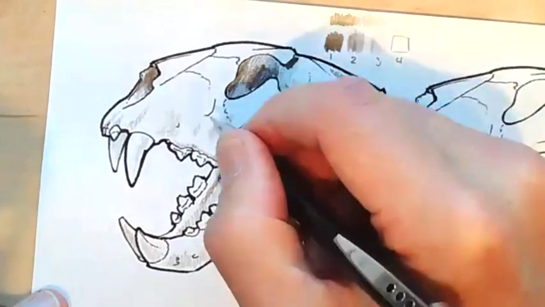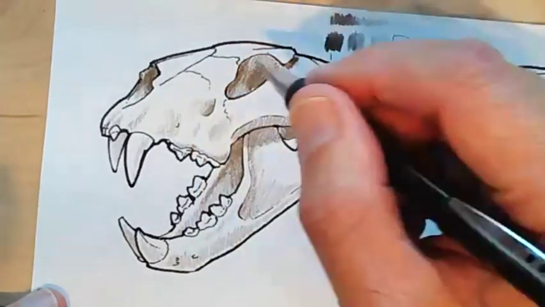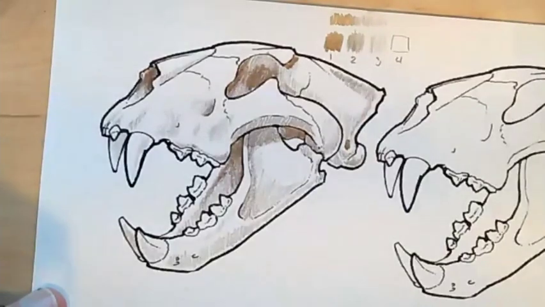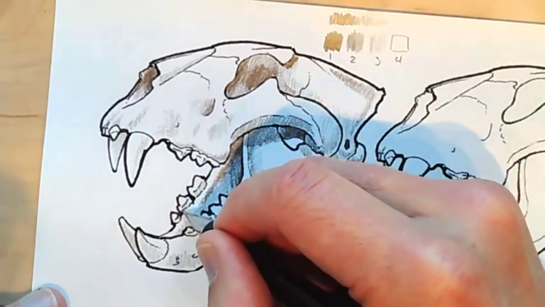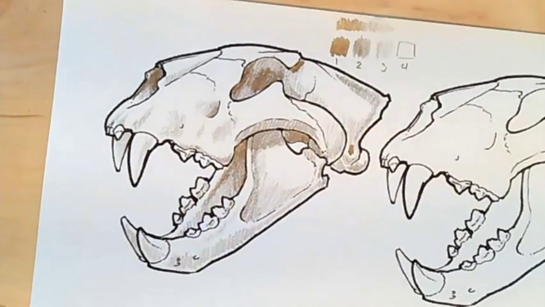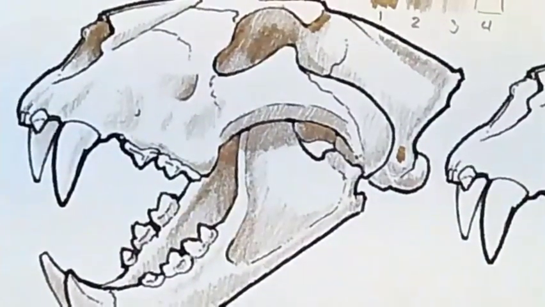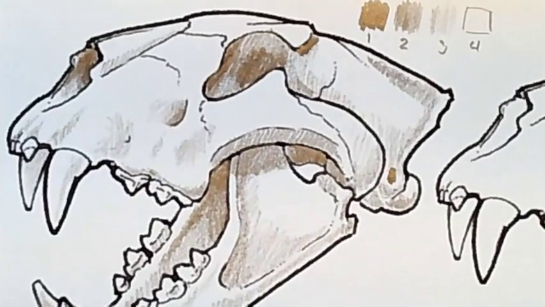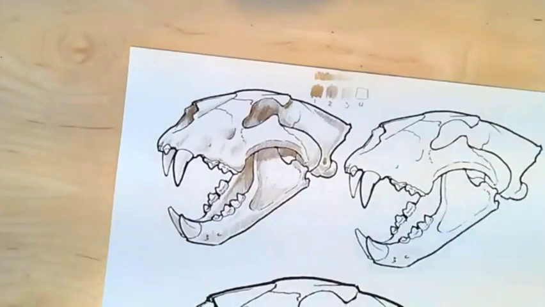Oh, there's one other thing I want to do. I'm going to drop a little bit of 2 into here and fade that out to 1. I'm also going to put a little bit of 1 along the side of this nose bone sticking up here. A little 1 in here, maybe a little 1 in here. There we go. So by being deliberate about where I'm putting in 1, 2, 3, or 4, that is helping me be more on purpose with what values are going where, and that sculpts this skull.